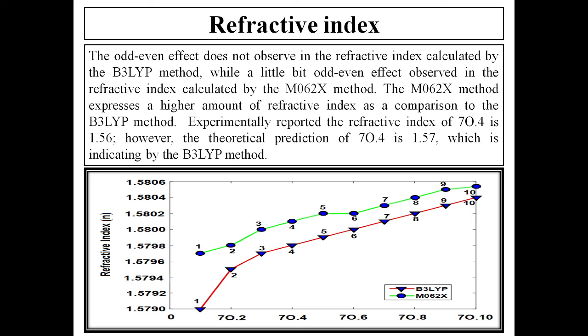a slight odd-even effect is observed in the refractive index calculated by the M062X method. The M062X method gives a higher refractive index as compared to the B3 method. The experimentally reported refractive index of 7O4 is 1.57. However, the theoretical prediction of 7O4 is 1.57, which is indicated by the M062X method.